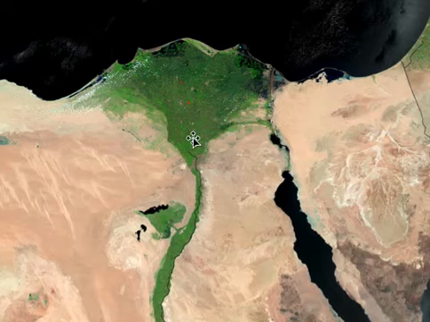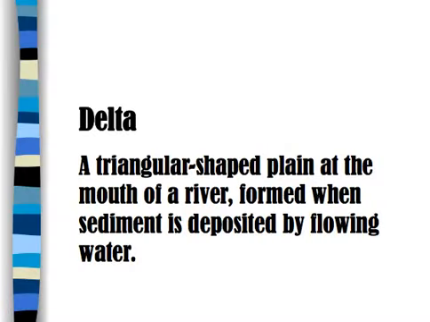It's in Egypt. I'd like you to write Egypt somewhere next to this picture. E-G-Y-P-T. And make sure that E is capitalized. I'm going to check. Now, as I said, it is a triangular shaped plain at the mouth of a river, formed when sediment is deposited by flowing water.